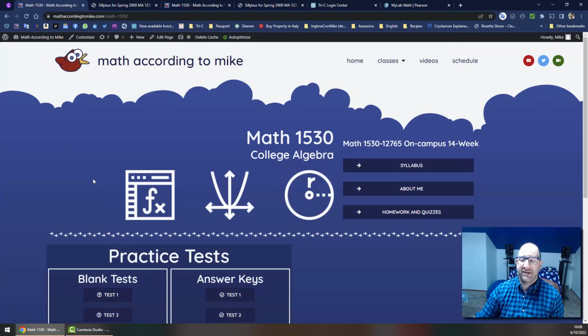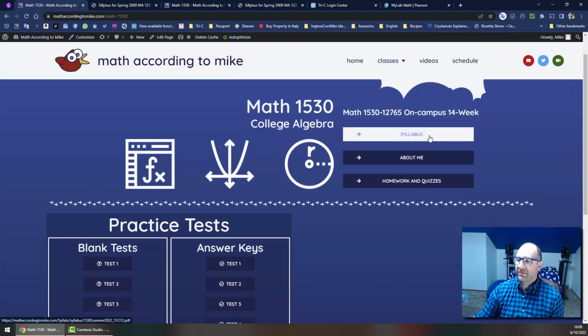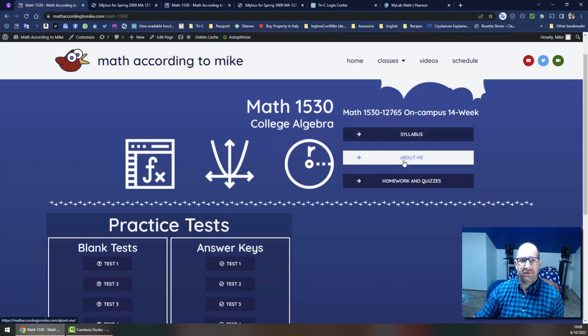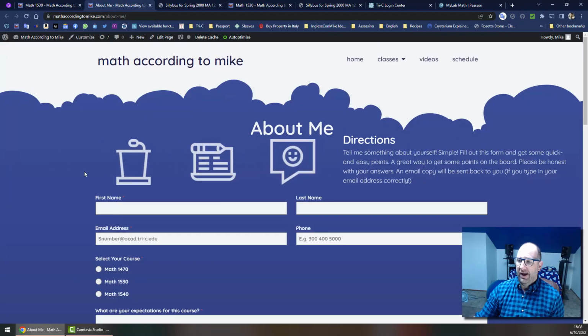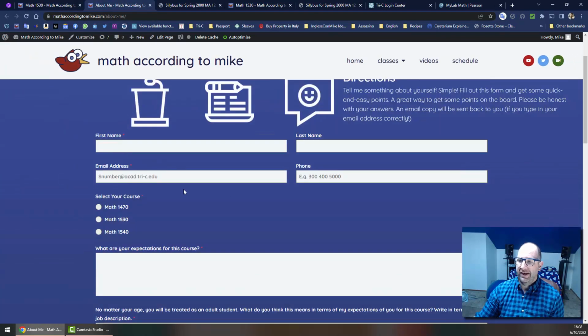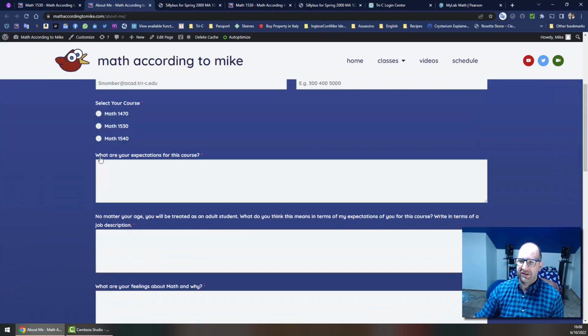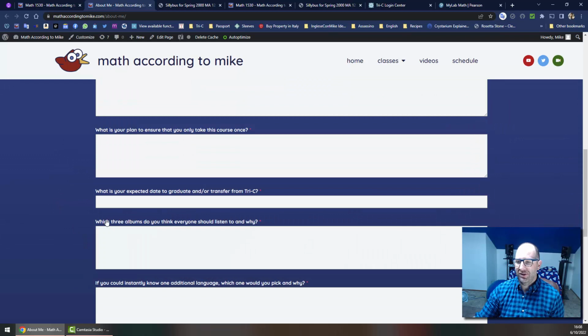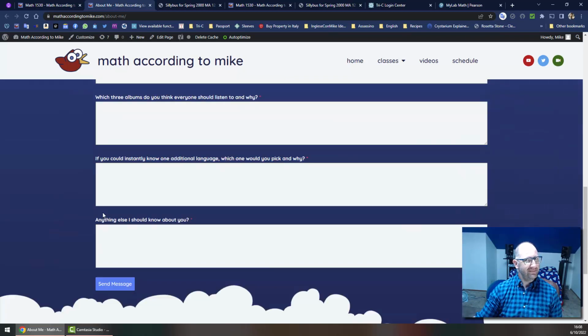Every course has pretty much the same setup. Syllabus is here. One of your first assignments for the week is the About Me. The About Me is a questionnaire that tells me about you. So you'll just fill this all in. And there's some serious questions. What are your expectations for the course? And there's not serious questions. Which 3 albums do you think everyone should listen to and why?